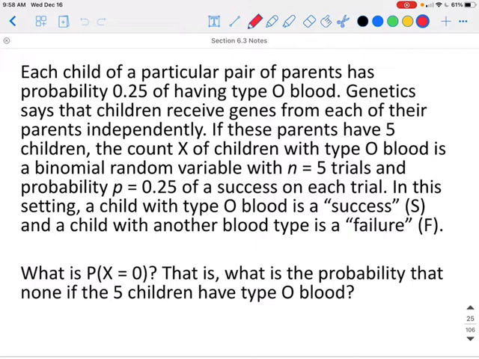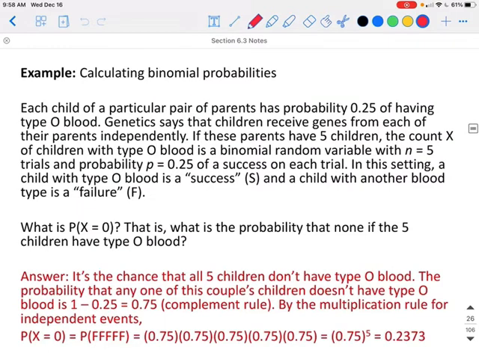What's the probability that x equals 0, or none of their children have type O blood? So it's the chance that all 5 children do not have type O blood. The probability that any one of this couple's children does not have type O blood is 1 minus the probability of success, because remember, probability of success and failure together should add up to 100%. So we can do 1 minus 0.25, and that tells us 0.75. So there's a 75% chance that each child independently will not have type O blood.